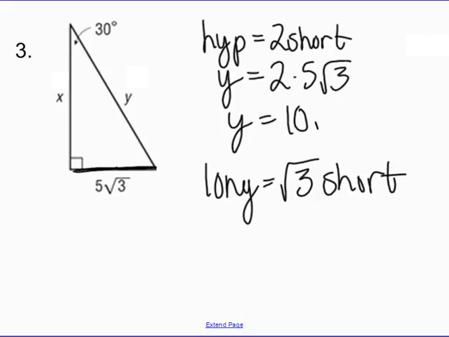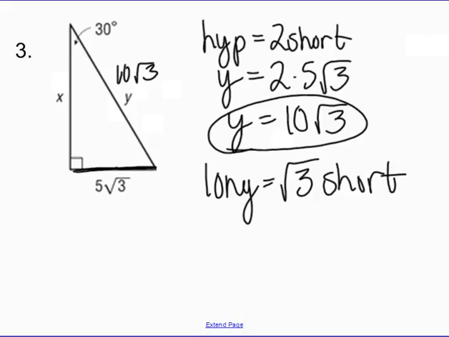Well, didn't I just say that? We are going to multiply by 2 to get the hypotenuse. This is 10 radical 3. It's double, it's times 2 to get the hypotenuse.